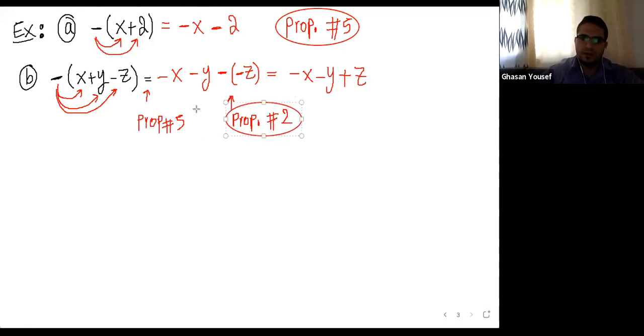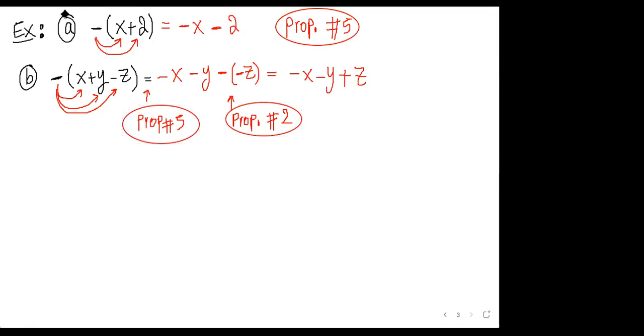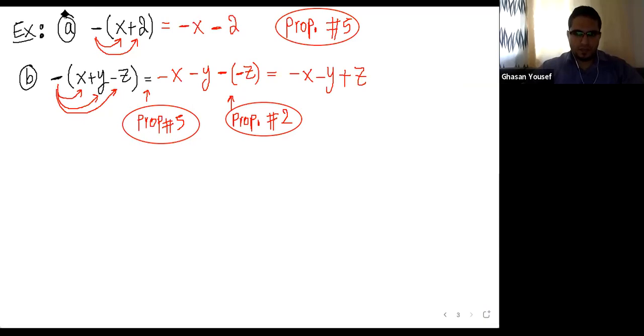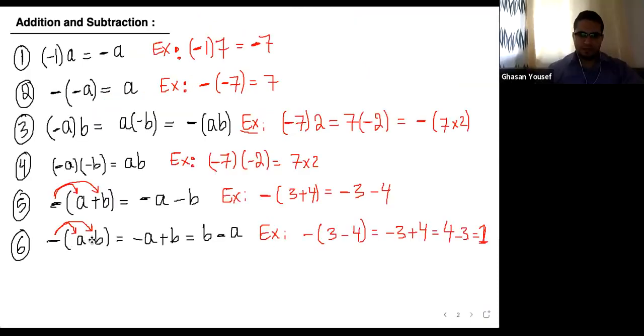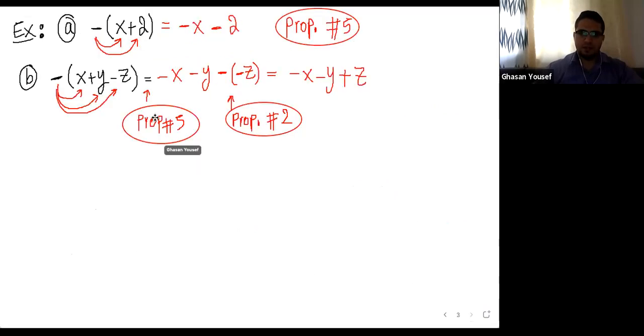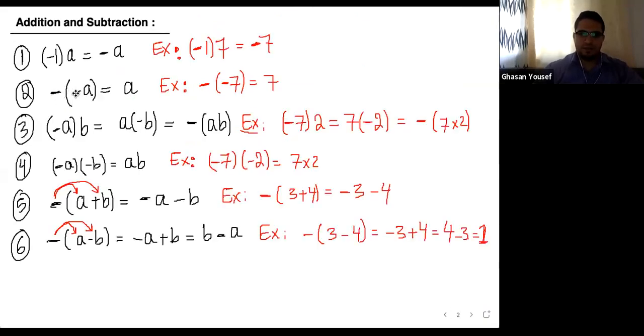Yeah. Okay. Thank you. One quick question: would you have been able to use property number 6 for negative x and negative x minus y? Property number 6, this one? Here we have minus inside the parentheses, so I cannot use property number 6. Here we have addition. That's why we use number 5. Then here we have to use property number 2: minus times minus equals positive.